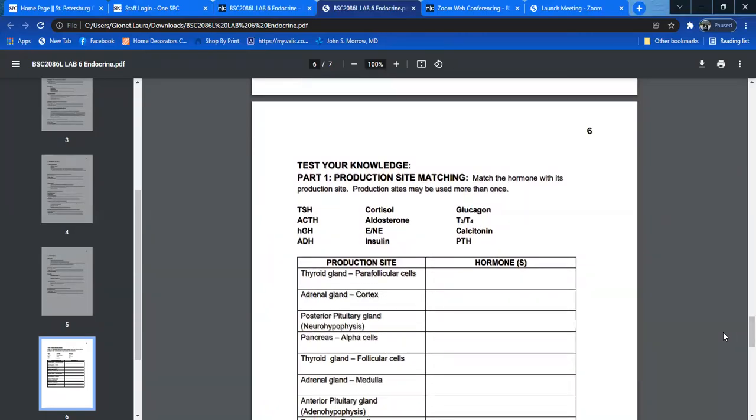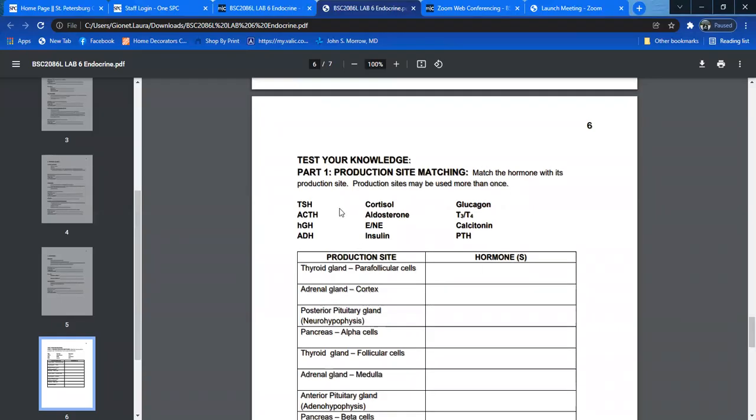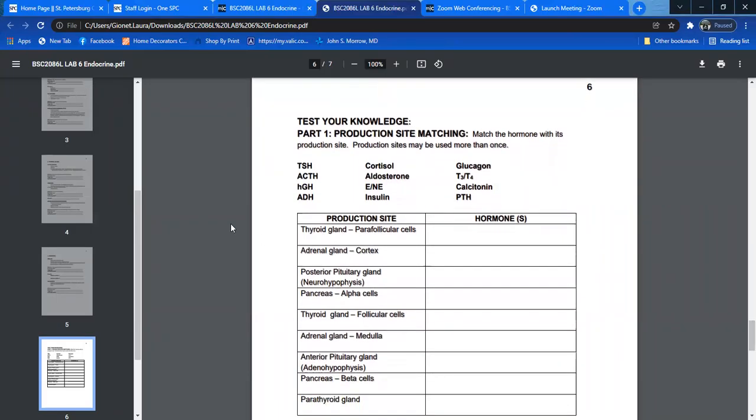Okay, on this page, that is the end of the negative feedback loops. Here is some test your knowledge. You can match up your hormones to the production sites, and we'll go through these. And then we'll look at some of the notes maybe. I'm going to stop this momentarily and then open up another portion of the Zoom for those who just want to fill this out first. And then we're going to go back and look at the different images and whatnot.